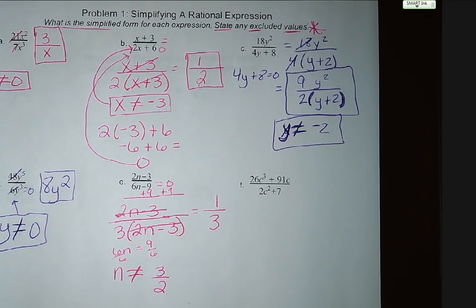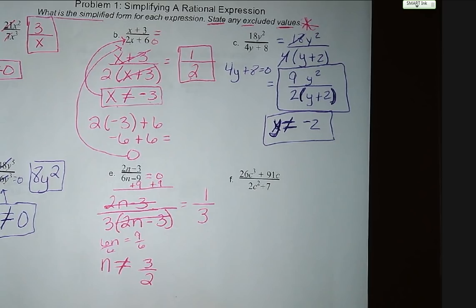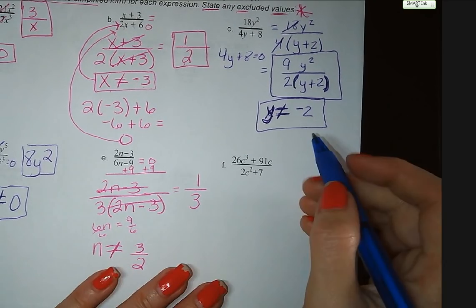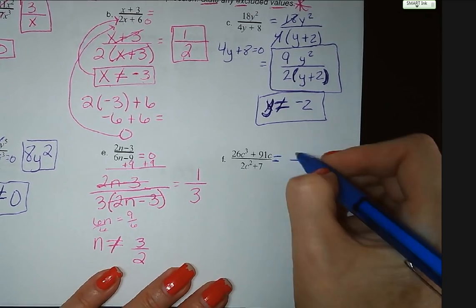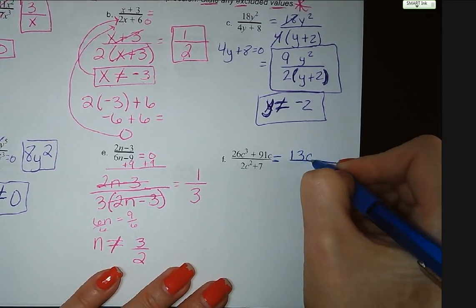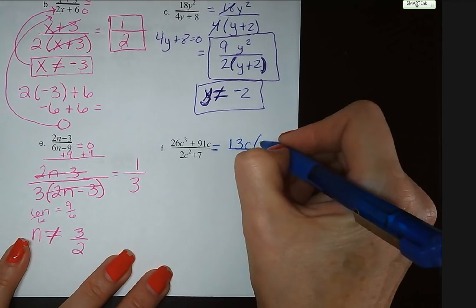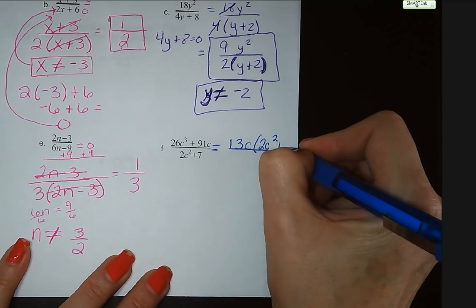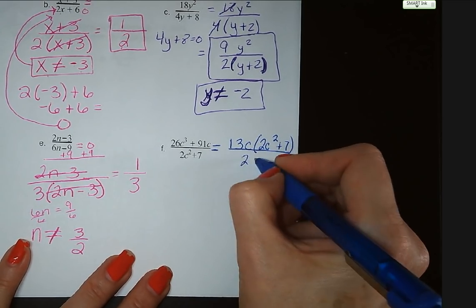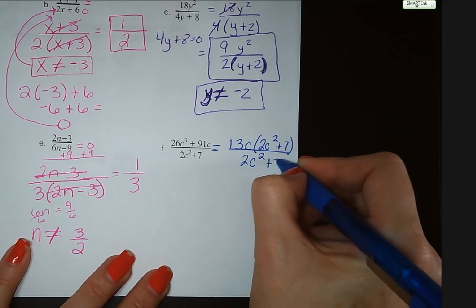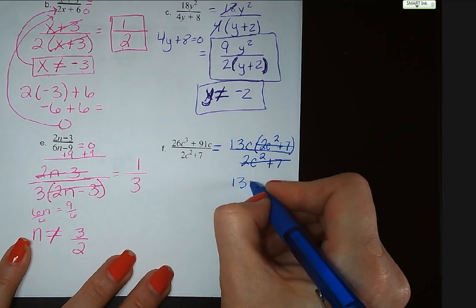Okay. Letter F, 26c to the third plus 91c. Boy, you had fun with those numbers. I did. So we can take out a 13 and a c from that. And what we have left is 2c squared plus 7. And in our denominator, we have 2c squared plus 7. Hey, convenient. Was it really that bad? It was. You made us think. That is what I do. That is my job, making you think.